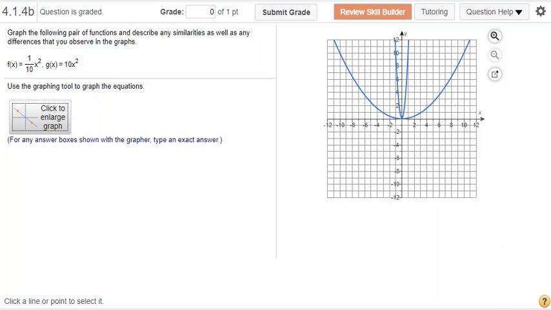I should be able to check, but my recording window is on top of the submit button, so I'm just going to leave it here. But that's how I can get those two graphs to show up.